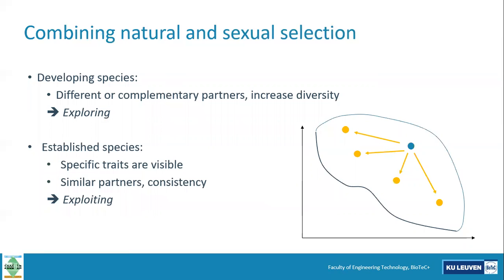More established species, on the other hand, prefer similar partners so that the population stays consistent. They want to exploit them. If we look at the optimization problem again, once the solutions have diversified sufficiently, we want them to converge to the Pareto front as much as possible.